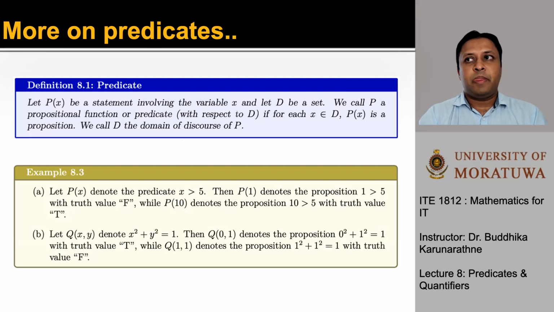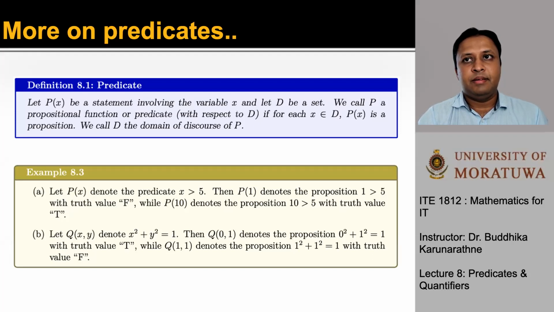So moving on with further information about predicates, we start by formally defining a predicate. Let P(x) be a statement involving the variable x, and let D be a set. We call P a propositional function or predicate with respect to D if for each x in D, P(x) is a proposition. All right. So we call D the domain of discourse of P.